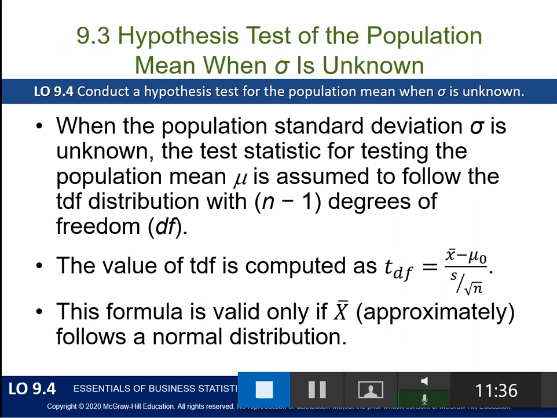Now, if we don't know what the standard deviation is, then we can still use a t-test with n minus 1 degrees of freedom to calculate the term that we need to calculate our p-value. Again, remember this is only valid if our sample mean follows a normal distribution. So again, we've calculated the t-test with the degrees of freedom. We're going to use the sample mean minus the null mean in the numerator, and then the sample standard deviation divided by the square root of the sample size in the denominator.